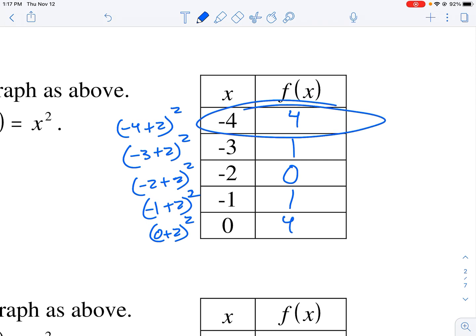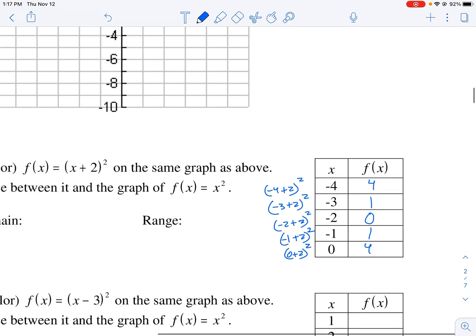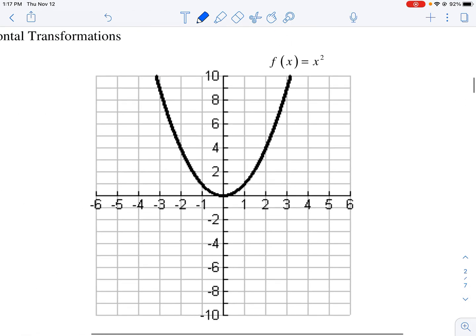I'm going to graph them. This is the point negative 4, 4, negative 3, 1. And come over here and graph. Let's see. Sorry. Negative 4, 4. Negative 3, 1. Negative 2, 0. Negative 1, 1. And then 0, 4. So I have my graph over here. Trying to connect this up all nice and neat here.